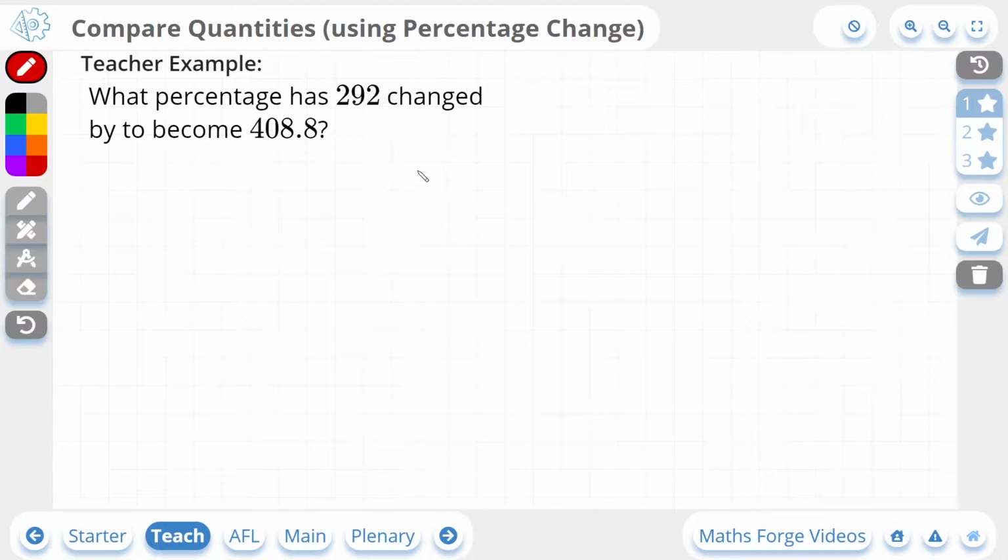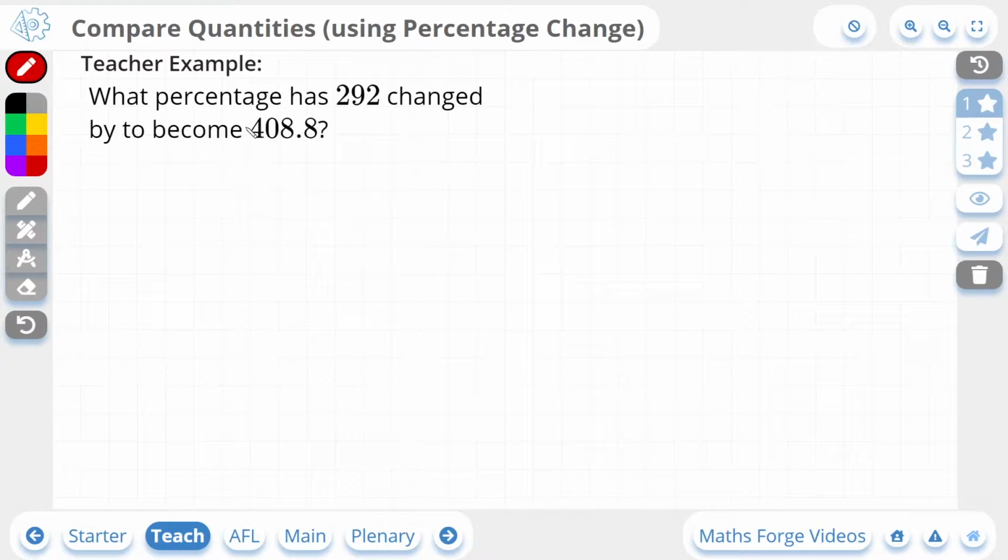Now, in order to understand this lesson, you need to understand percentage change. So if you don't know how to increase or decrease values by percentage, check out the lesson on percentage change, either by searching through our YouTube channel or checking on the practice tab if your school or teacher have an account with Maths Forge. So let's start with our one-star example.